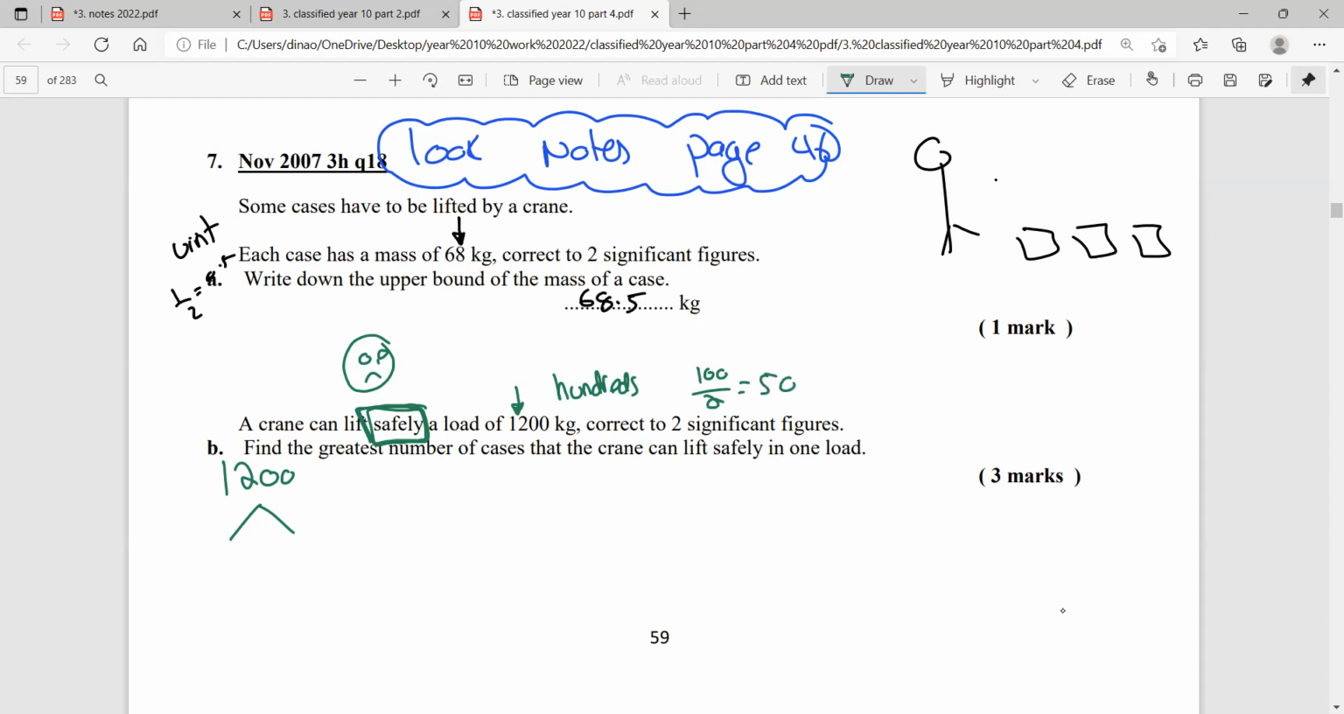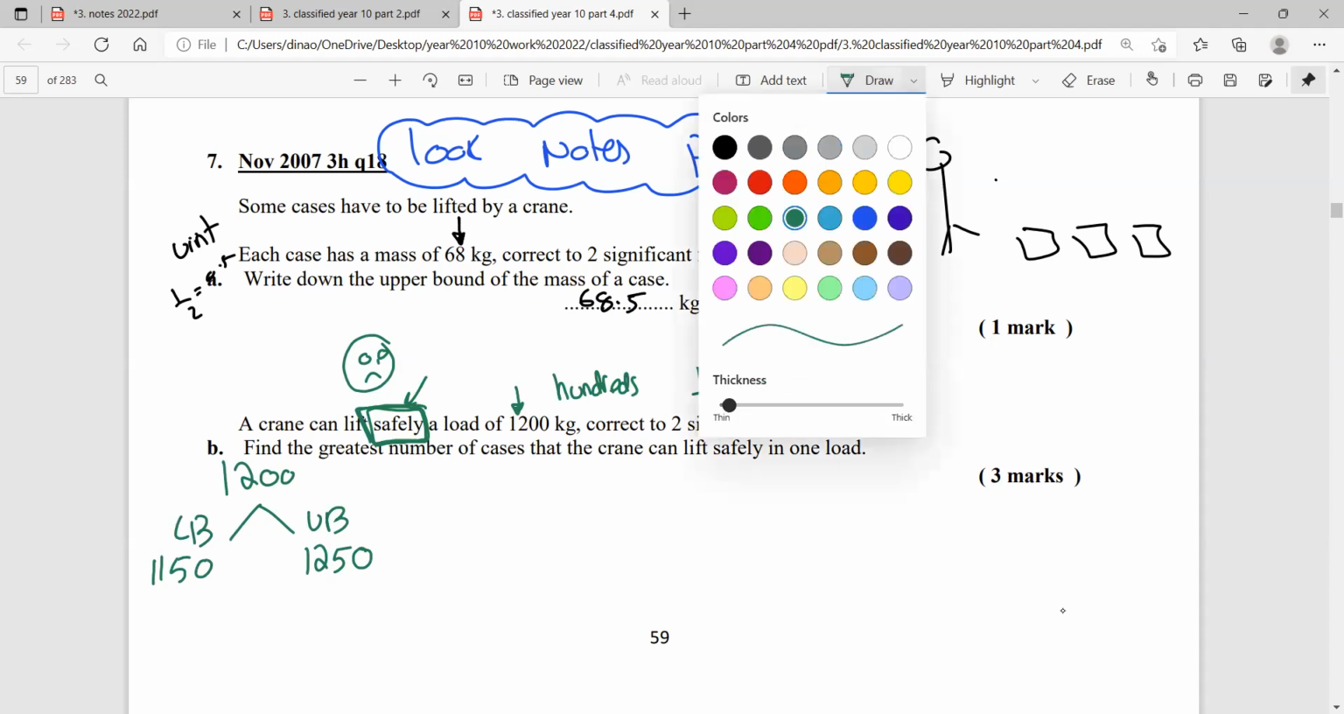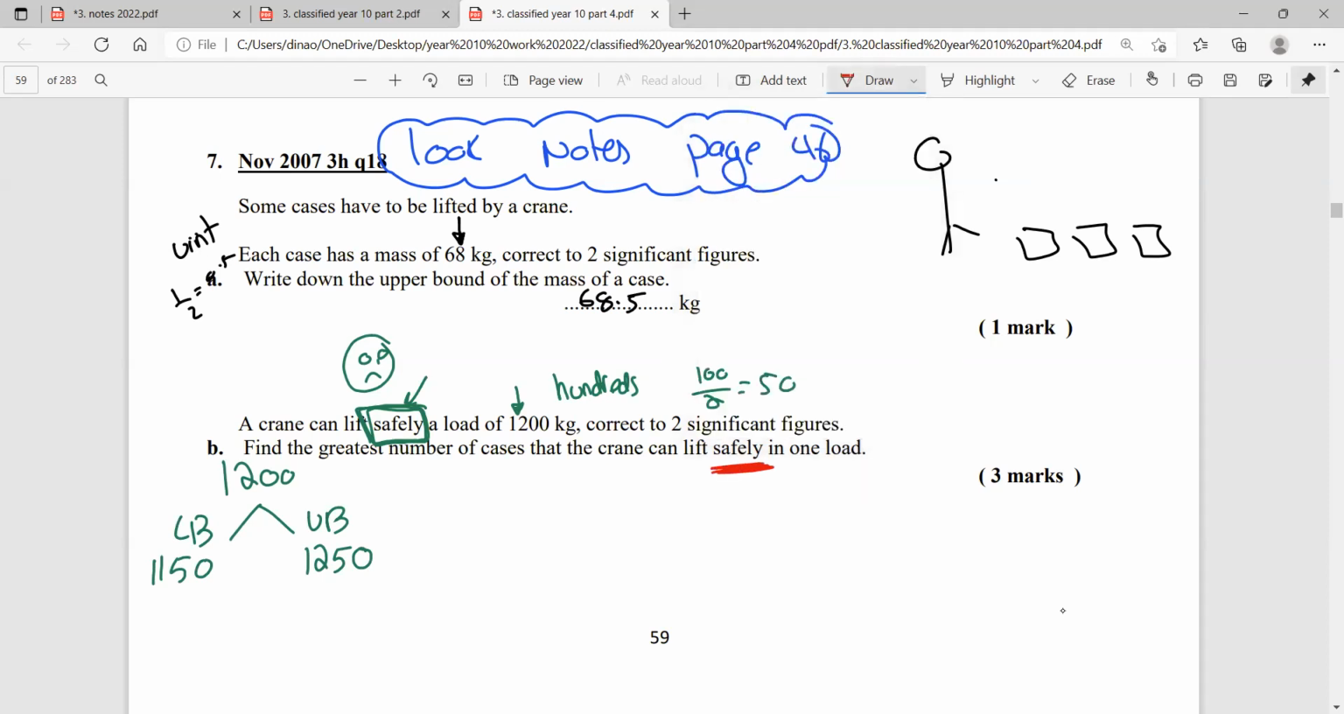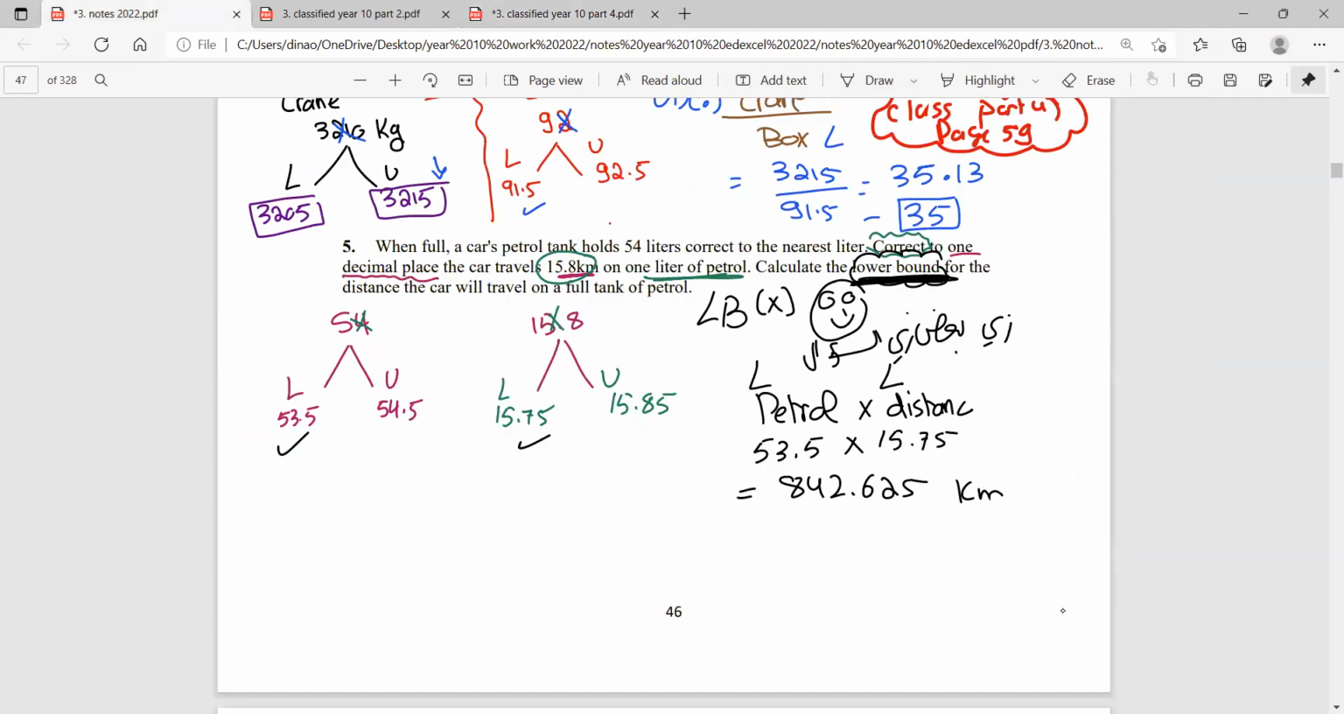You must find the bounds. This is not an optional thing. You have to find the bounds. So the upper bound is 1200 plus 50. And the lower bound is 1200 minus 50. So 1150. Safely. Find the greatest number the crane can lift safely in one load. Now, what is the difference between the crane in this question and the crane in the notes?